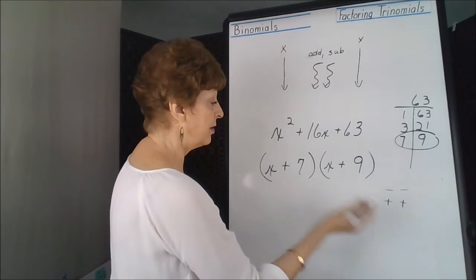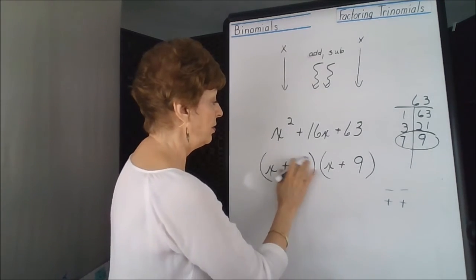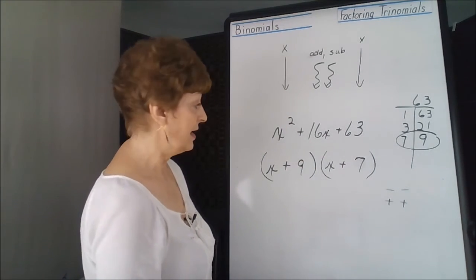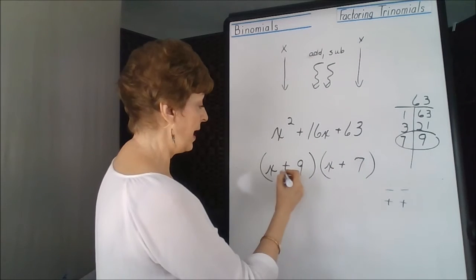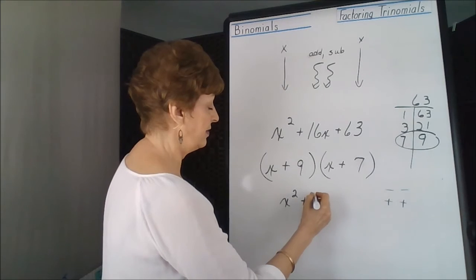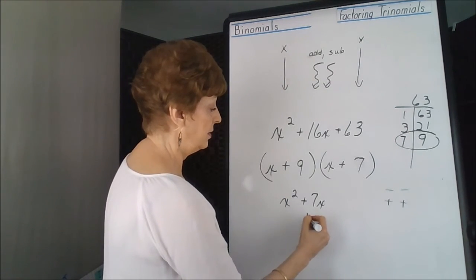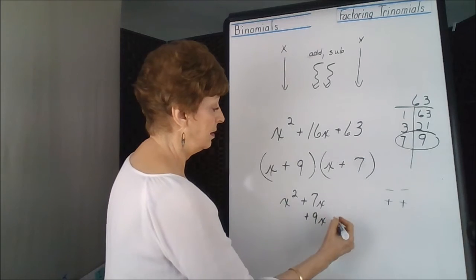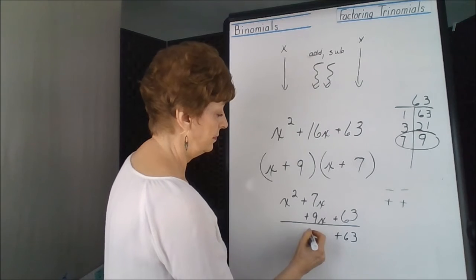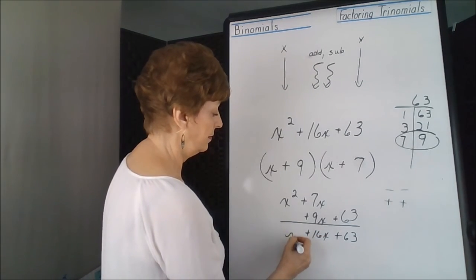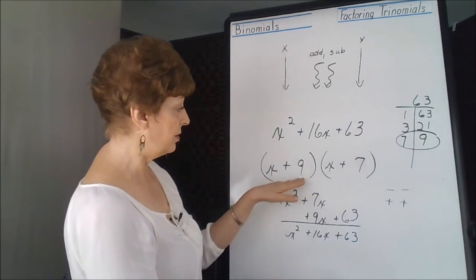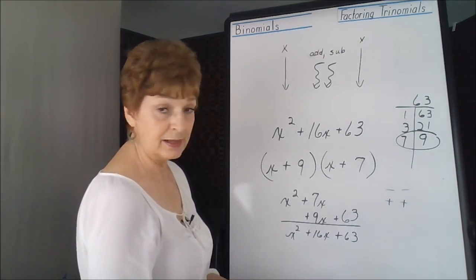And it doesn't really matter. You could have it like that, or you could have it this way. It's still going to be fine. And if we factor back, x squared plus 7x plus 9x plus 63. In this particular problem, it didn't matter if we switched the 7 and the 9. In some instances, it does.